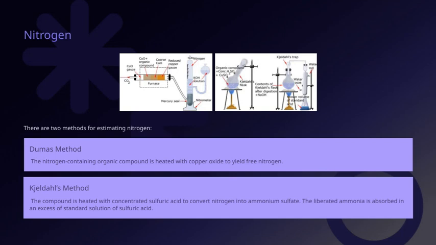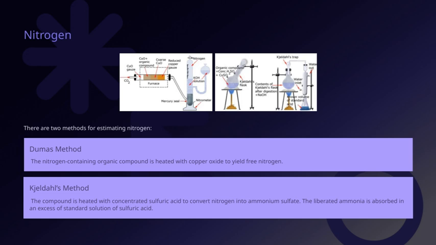Now, moving on to how we actually quantify nitrogen in these compounds. One common approach involves heating the compound with concentrated sulfuric acid. This process converts the nitrogen into ammonium sulfate. The key is that the ammonia released during this process is then captured by absorbing it in an excess of standard sulfuric acid solution. This method helps us accurately measure the nitrogen content by converting it into a measurable form.